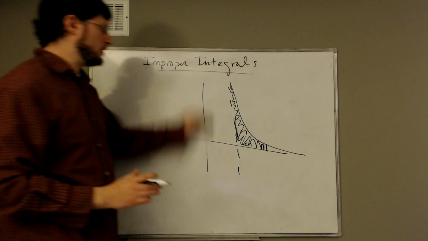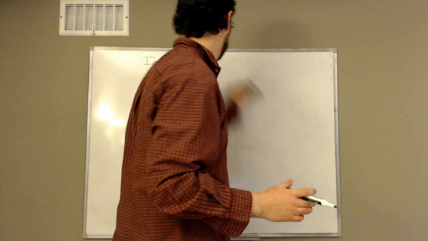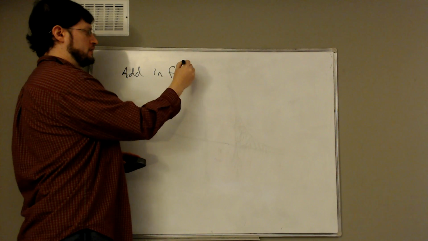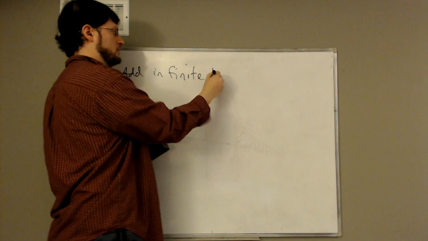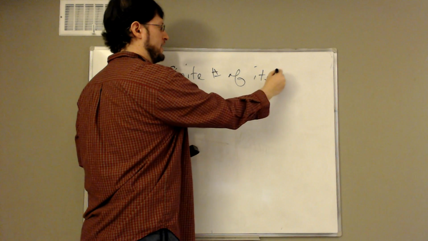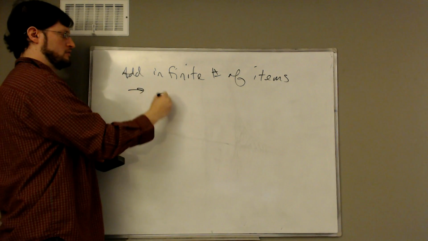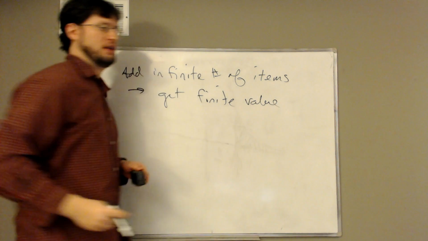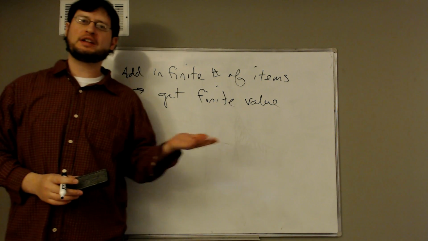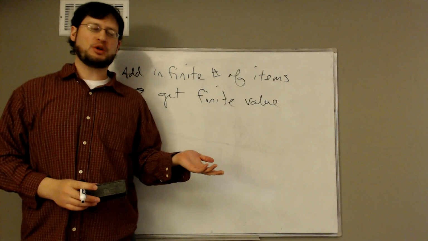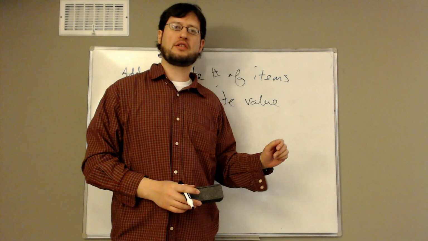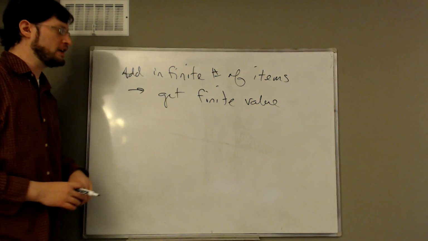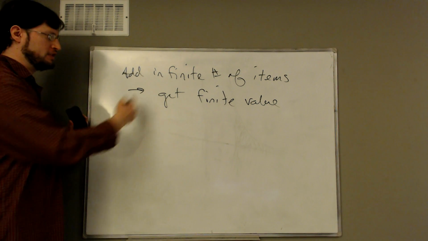So before I do that, let's just notice that really I can add an infinite number of things and get a finite number. Right, that can happen. I can add an infinite number of terms and get a finite number. That's sort of like what we're doing with our areas under the curve. We keep on adding more and more and more area under the curve, but we're going to end up with just a finite value.